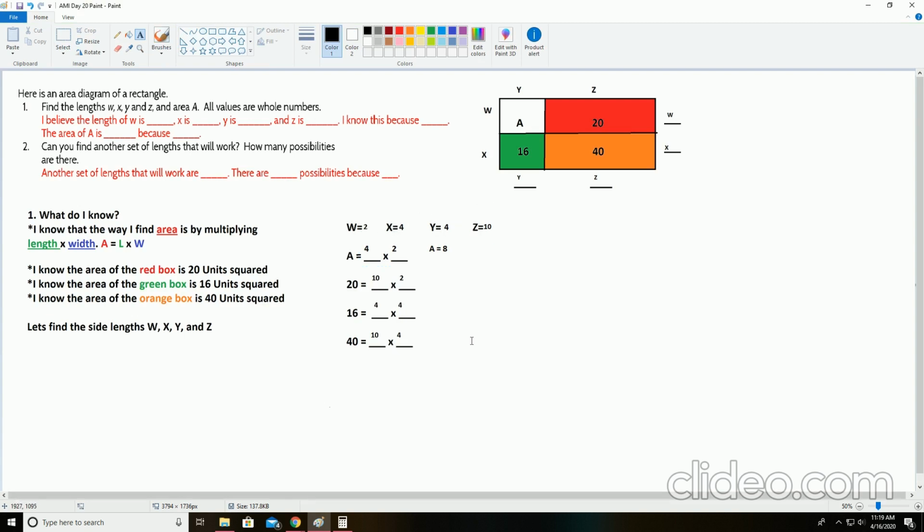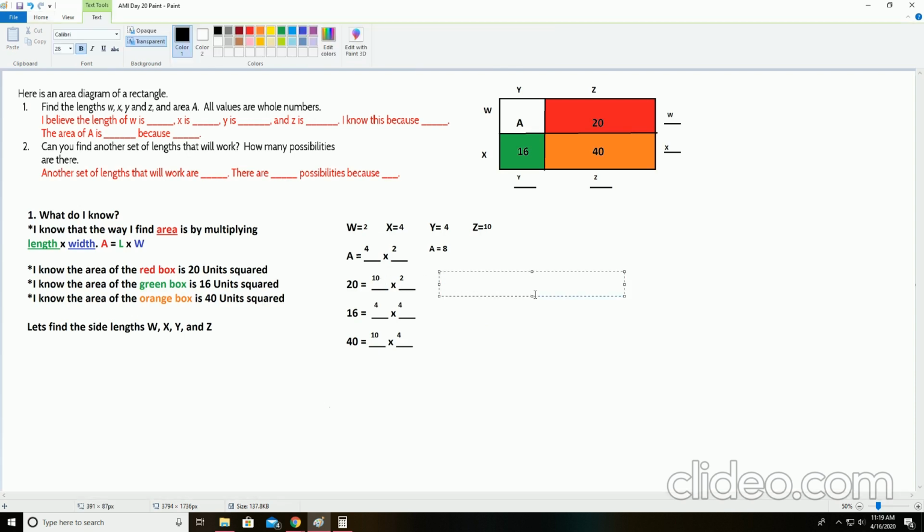Now, are there different versions of this problem that could potentially be accurate? Absolutely, because we talked about a minute ago other numbers that we could multiply together to make 20. For example, we could say 4 times 5 equals 20. We said that we could also multiply 8 times 2 to get 16. And one that I can think of right off the bat to make 40 is 20 times 2.